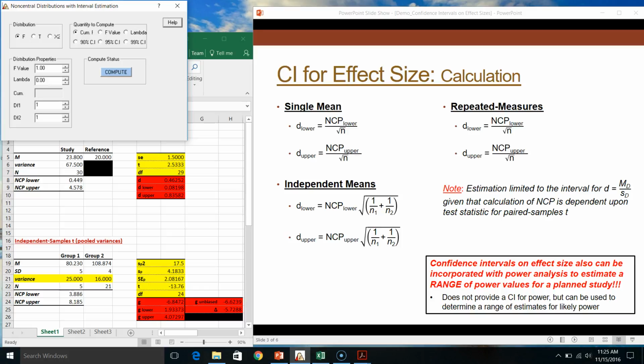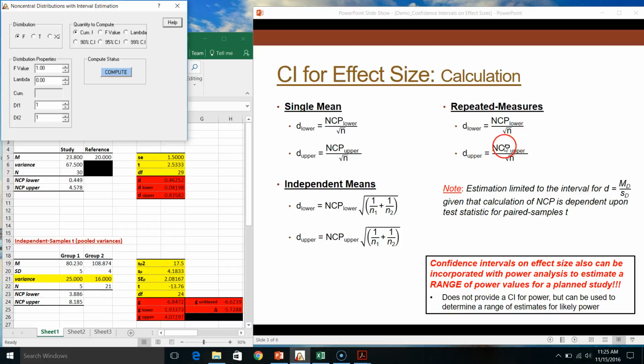Remember that calculating confidence intervals for effect size is basically just a matter of taking the lower and upper bounds for the non-centrality parameter and back translating that into effect size. For our single sample T, we take our non-centrality parameter divided by the square root of the sample size, which gets us our lower bound and upper bound. Same thing for our independent samples test: take our non-centrality parameter and multiply it by the square root of the reciprocal of the sample 1 size and sample 2 size. And for our repeated measures, same thing. Basically, we're just running a single sample T test, looking at whether the mean difference is different than 0.